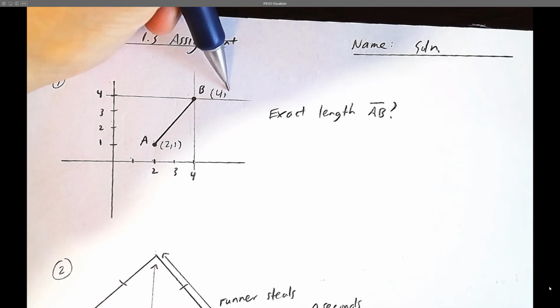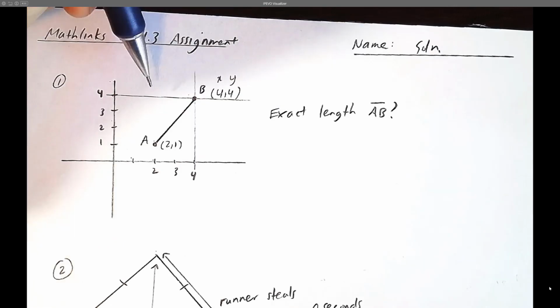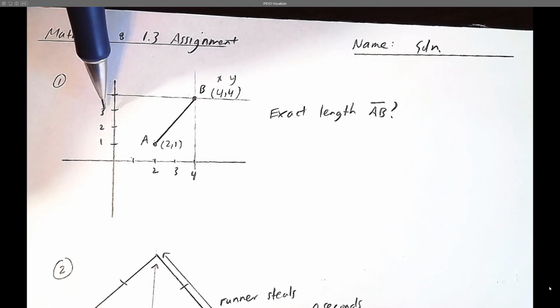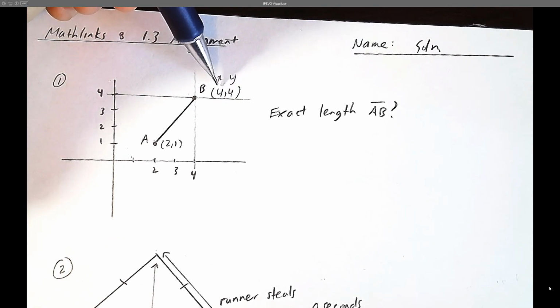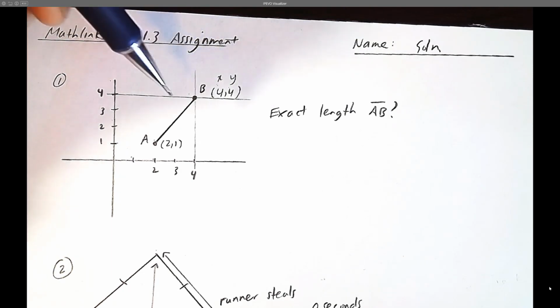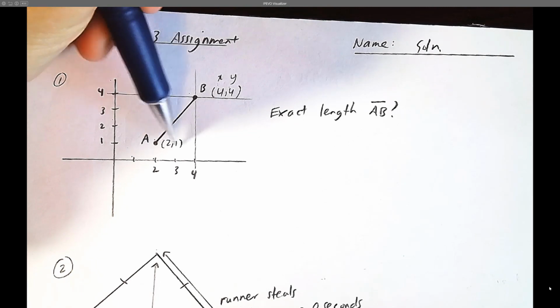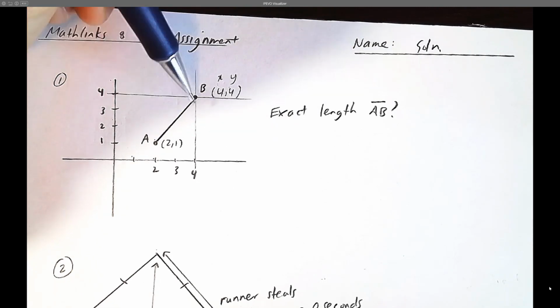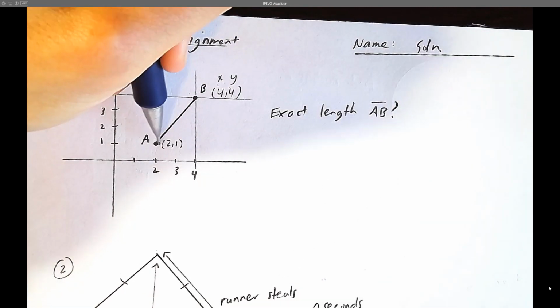The first coordinate is the x-coordinate, the second coordinate is the y-coordinate. Positive 4 means 4 to the right, and positive 4 means 4 up. So what's the exact length of this nice line segment?